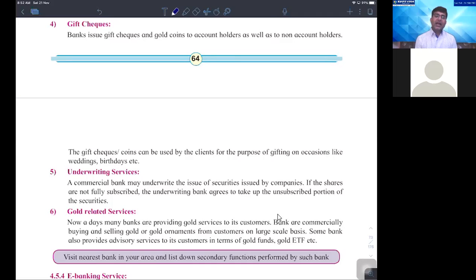अब क्या होता है कि आप जाके कैश दे के आ जाओ किसी को, तो वो बंदा कैश ठीक से यूज कर रहा है या नहीं कर रहा है, उस तक कैश पहुंच रही है या नहीं पहुंच रही है, becomes a question. So instead of that, why not to issue the gift check or gift cards? आजकल जो गिफ्ट कार्ड्स के फॉर्मेट में इशू होते हैं can be used by the clients for the purpose of gifting on occasions like wedding, birthdays, etc.